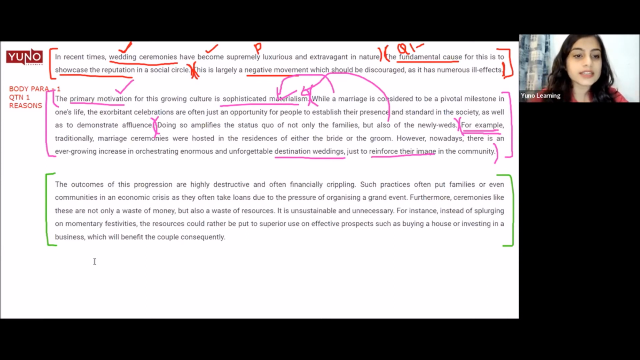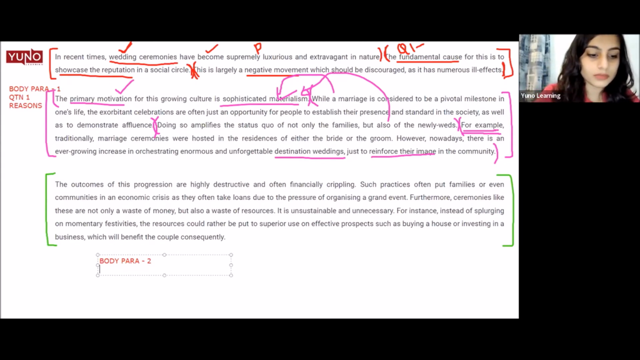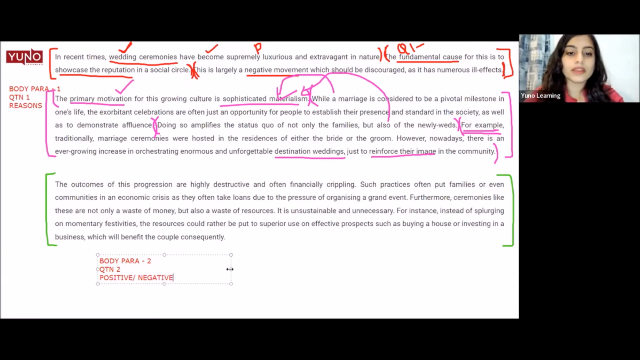All right. So we can see that body paragraph 2 is answering the second question, that is, is this a positive or a negative development? It's answering that question only. I'm not talking about the reasons why people do it. I'm talking about what the consequences of that are. Right? It's very simple. So assign one paragraph to each question and be clear.